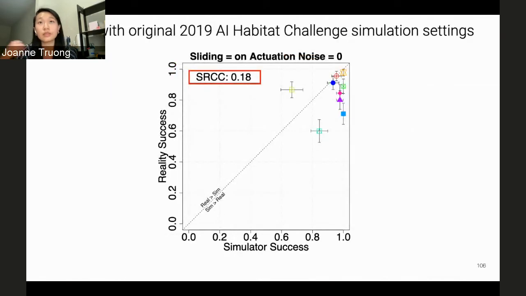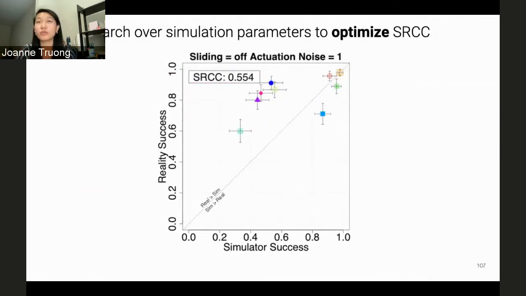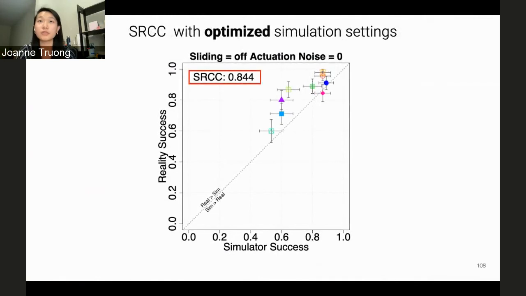The SRCC from the original 2019 AI Habitat Challenge was 0.18, which meant that the winners may not be the same if the methods were run in the real world. But if we were to search over the various simulation parameters and optimize for SRCC, now we can see a better alignment between performance in simulation and reality. And overall, this gives us a formal approach to simulator design instead of operating on intuitions and qualitative assessments.